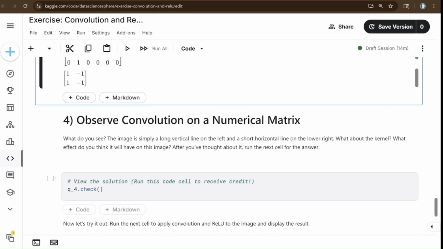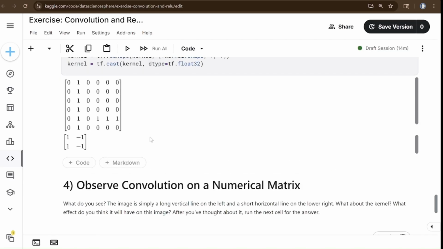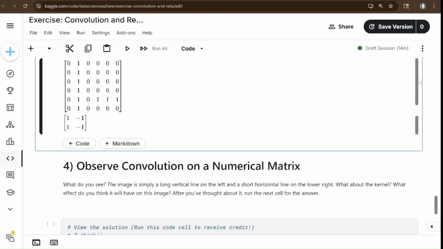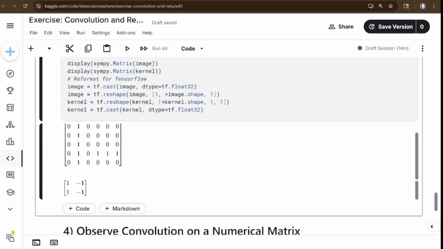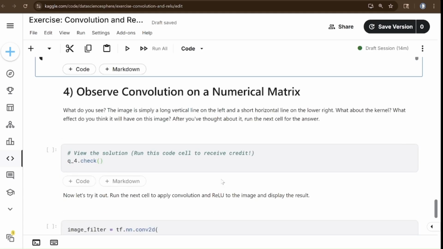Observe the convolution on a numeric array. What do you see? The image is simply a long vertical line. I can't see any image. Is there any image? But where is the image? A long vertical line will be the image on the left and a short horizontal line on the lower right. What about the kernel? What effect do you think it will have on this image?